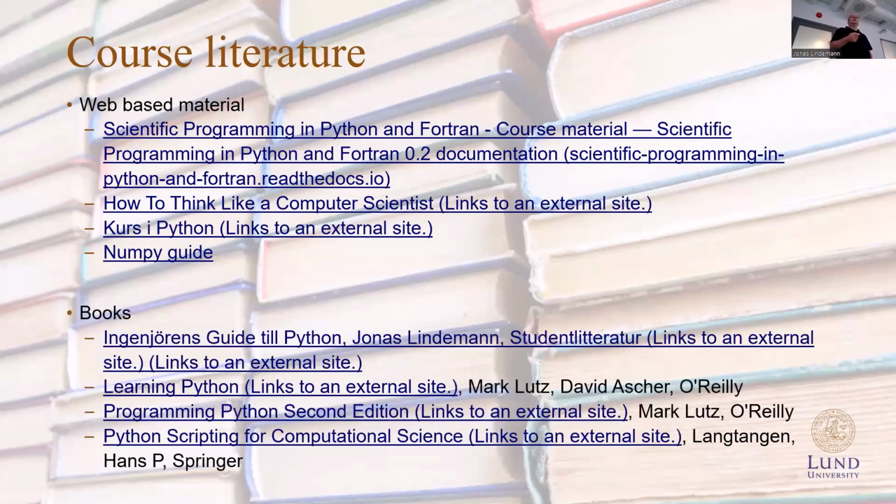There is a NumPy guide. There is a book which I have written in Swedish, unfortunately, a Studentlitteratur book, Ingenjörens Guide to Python. It will be translated to English later this fall, but that is not the case currently. There are also books on learning Python, Programming Python, second edition, and Python Scripting for Computational Science, which are recommended but not mandatory. I think most of the things in this course you can learn from the web pages here in the beginning, and also from my notebooks.